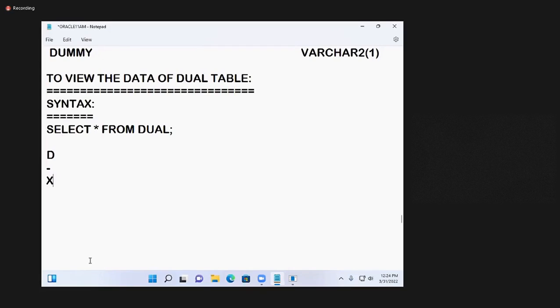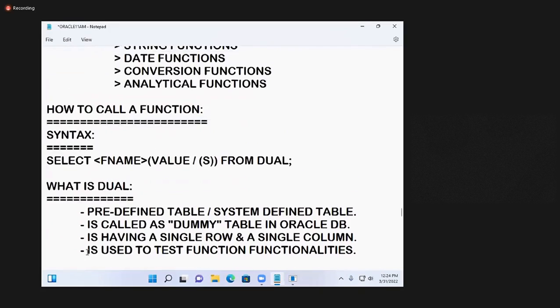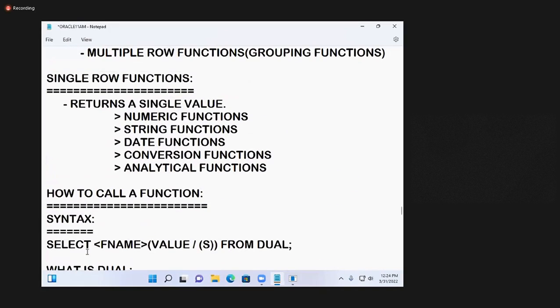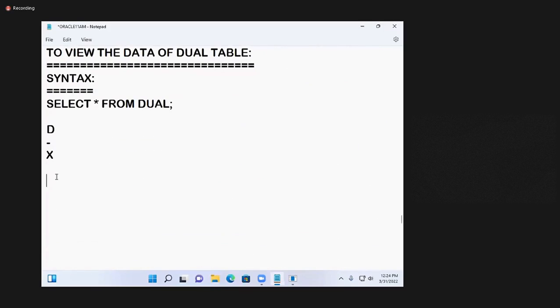Okay, right. So this is about DUAL. What is DUAL? We checked that out. And next, we will see the predefined single row functions one by one. The first functions we can see are the numeric functions.